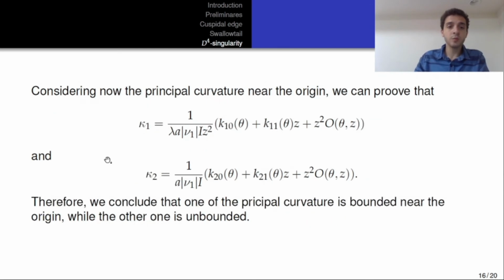We can also compute the principal curvatures, kappa 1 and kappa 2, for example. Kappa 1 in this case is the maximum curvature, and kappa 2 the minimum curvature. And with this calculation, we conclude that one of these principal curvatures is bounded near the origin, actually the minimum one, while the other one is unbounded.